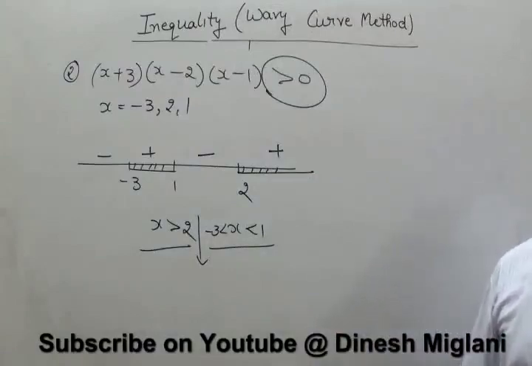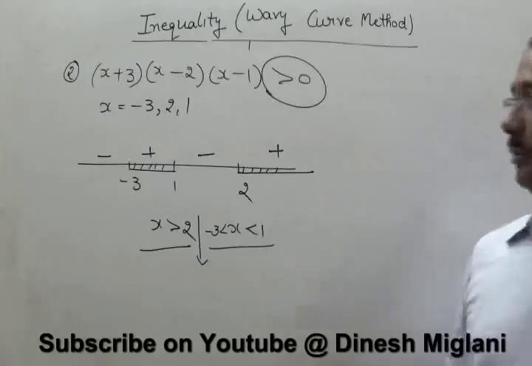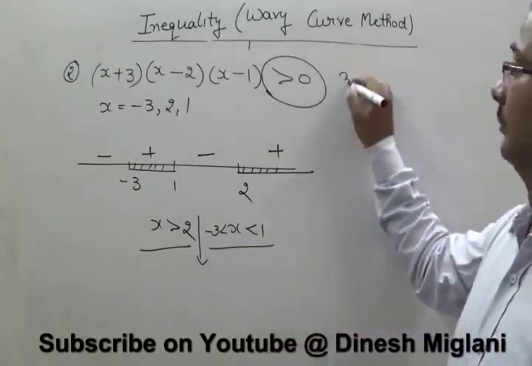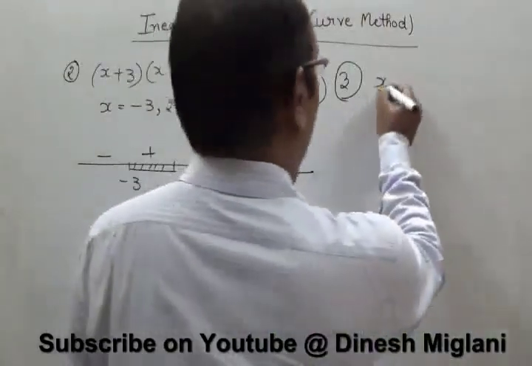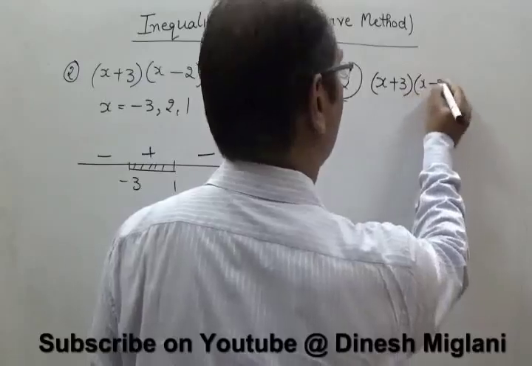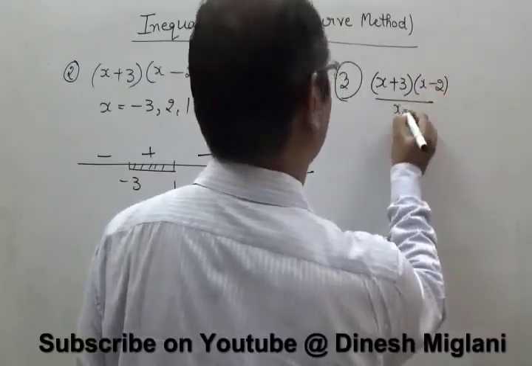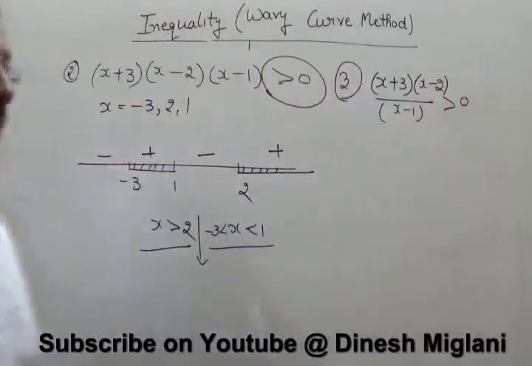I hope it's clear. Okay. Now instead of this, the question may be this one. Suppose it is given that (x plus 3) into (x minus 2) upon (x minus 1) is greater than 0. Suppose the question is this one, right?